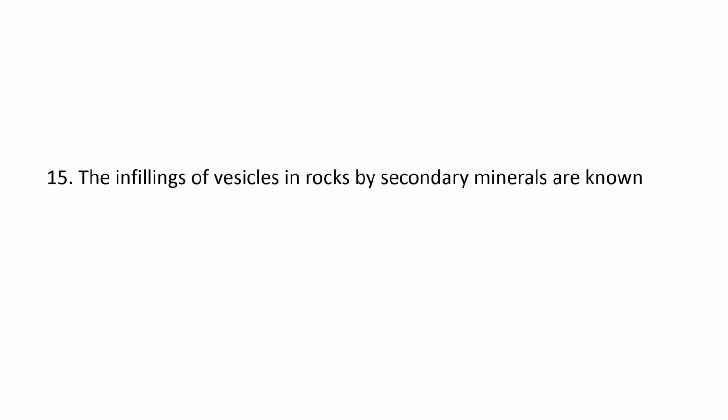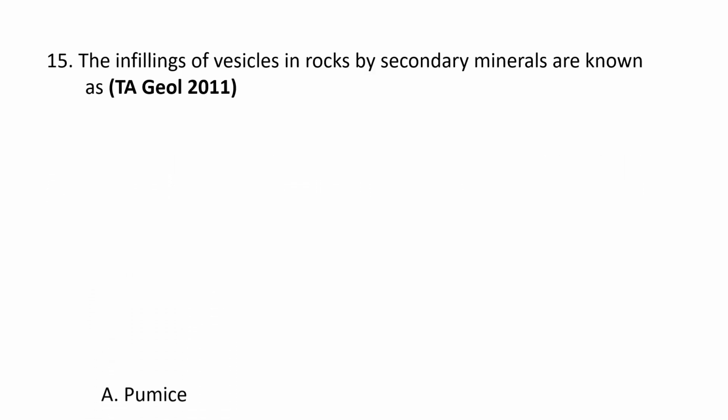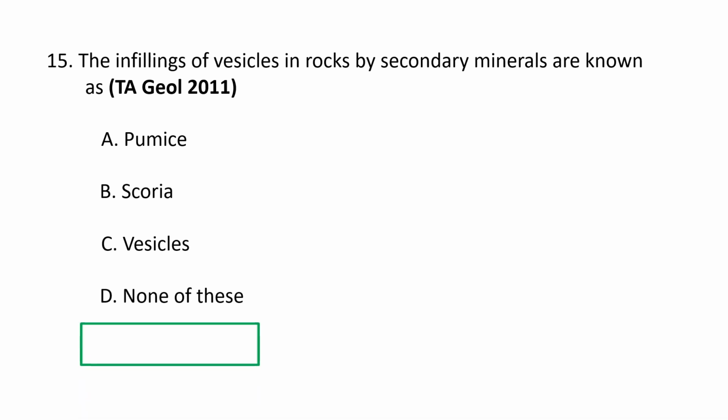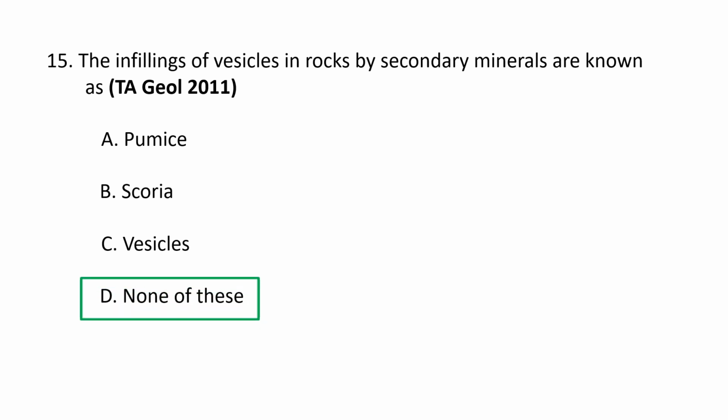Next question. The infillings of vesicles in rocks by secondary minerals are known as A. pumice, B. scoria, C. vesicles, and D. none of these. The infillings of the vesicles in rocks by secondary minerals are known as amygdales. So that's why D is the correct option.